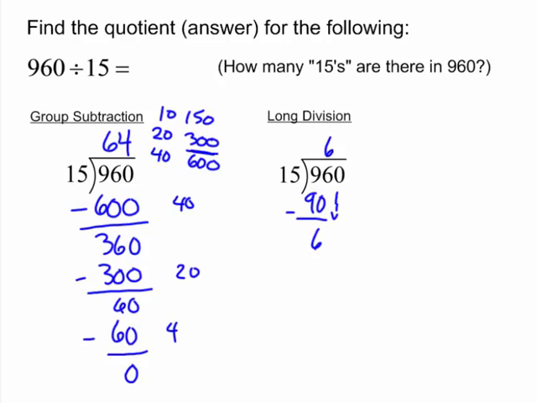If I bring down the 0, how many groups of 15 fit inside a 60? We already know that answer is 4. And you'll notice I get the same value of 64 for both of those.